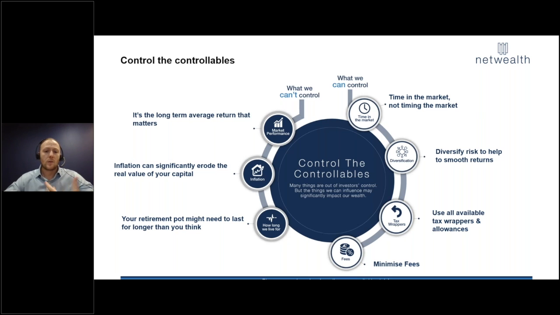So these are the things that are well within your control as an investor, and certainly the things we focus on at Netwealth, and they really help to optimize the long-term position. So if you have decided to invest, or you have a pot of money that you're thinking about investing, how do you go about doing that?